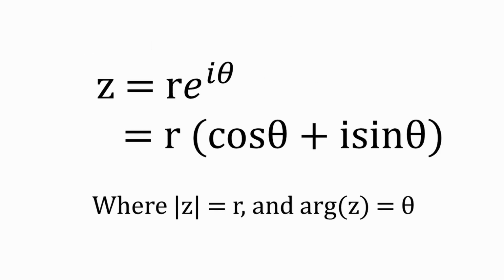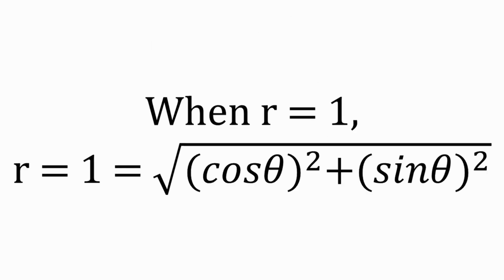Consider a complex number where the modulus is 1: r equals the square root of cos squared theta plus sin squared theta, which is 1. This is pretty much the same as the first proof, and shows that re to the i theta describes a circle in the complex plane.